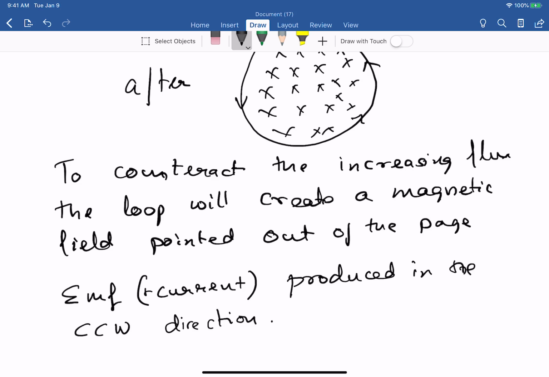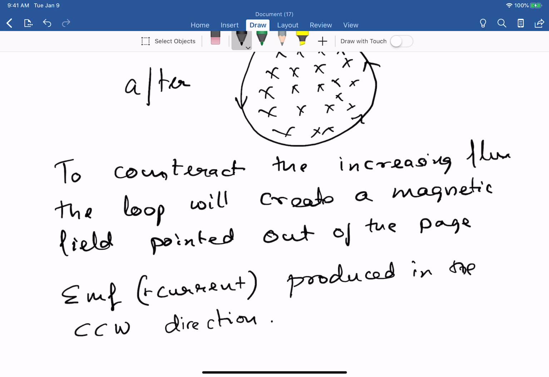So the loop is going to do everything in its power, which is basically all that it has in its power is just creating an EMF in either clockwise or counterclockwise direction. So it will produce an EMF in the counterclockwise or clockwise direction in order to cancel out the increasing or decreasing flux. I should say changing flux. And so that is how Lenz's law tells you the direction of the induced EMF.